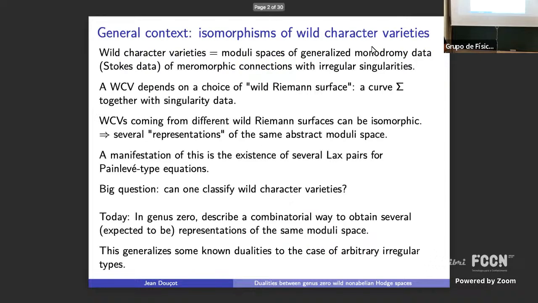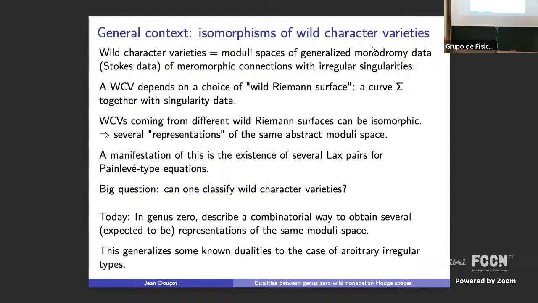And so what is the general context? The main objects that I am interested in these talks and in my research are wild character varieties, and they are moduli spaces of generalized monodromy data or Stokes data of meromorphic connections with irregular singularity. To get such a wild character variety, you have to fix some initial data, something that you can call a wild Riemann surface. That is, you fix the base surface on which you have your connections, and you have to fix some singularity data characterizing the shape of the singularities.